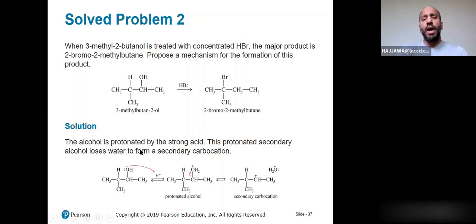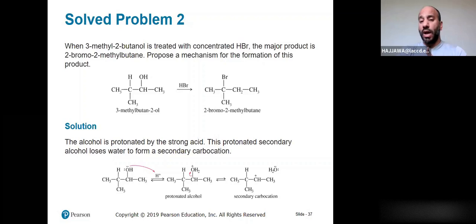Here's a question. I have a secondary alcohol reacting with HBr. The question is, justify the outcome. The outcome, as you've seen, is that Br is not substituting that carbon where the OH is attached. The substituent is actually attached to the adjacent carbon. So this is a tertiary halide, even though I'm starting with a secondary alcohol. What is exactly happening here?